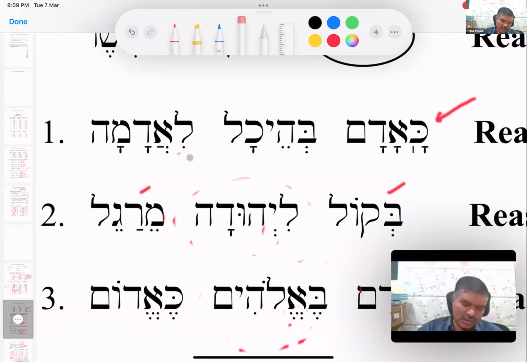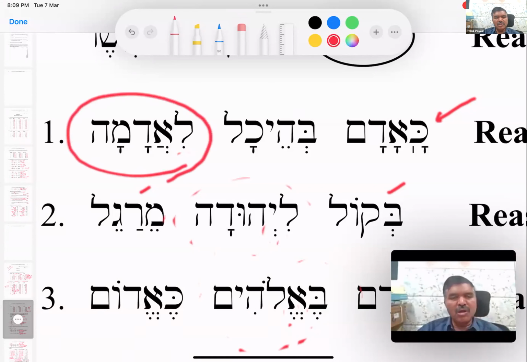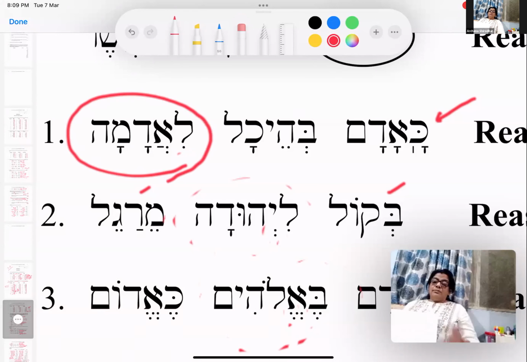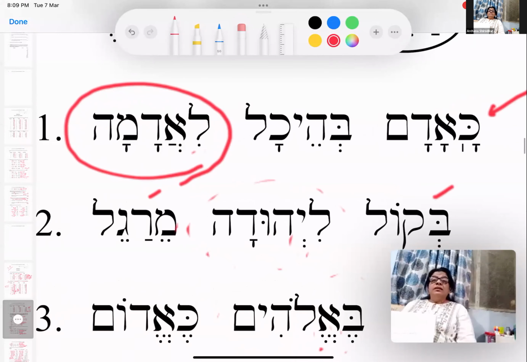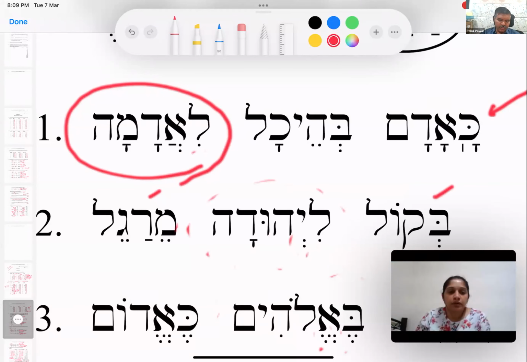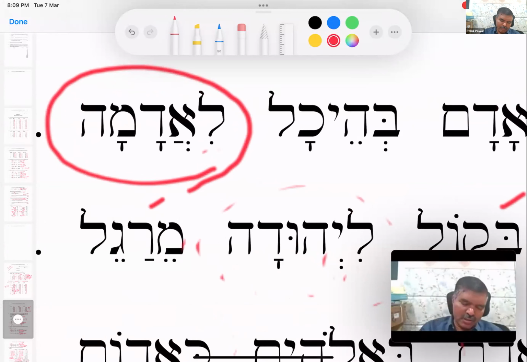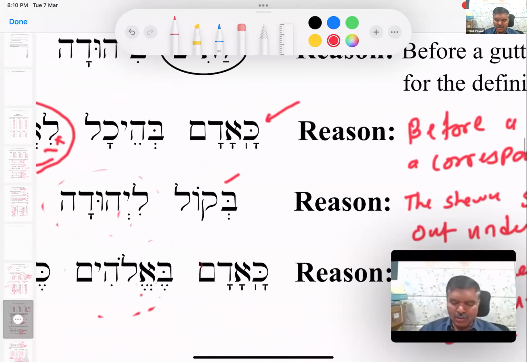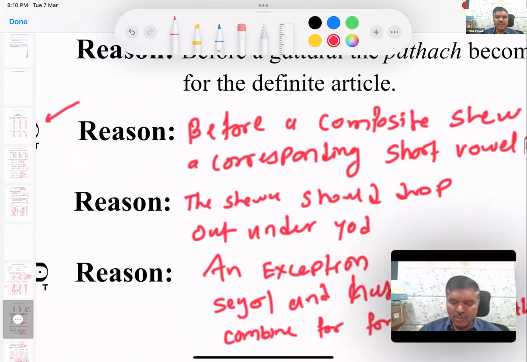If I encircle this li adama, what is wrong in it? It should be le adama. It should be patach under le, no? Because before a composite shva, the corresponding short vowel is used. Which is the corresponding short vowel over here? Patach, and for lot, hirek. So you have to write: before a composite shva, a corresponding short vowel is used.